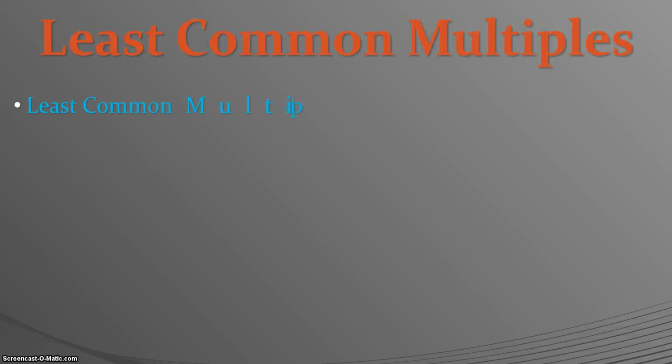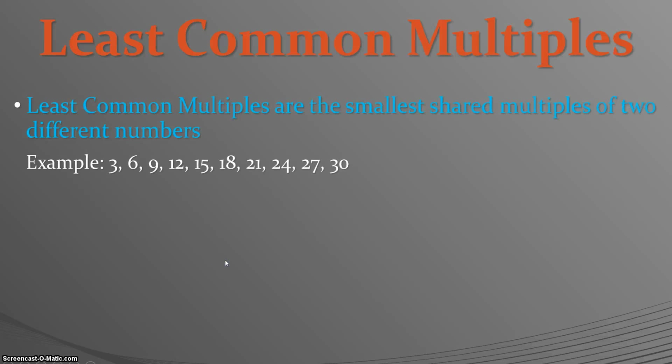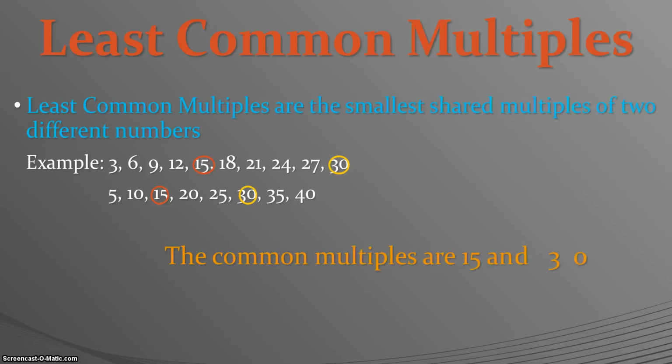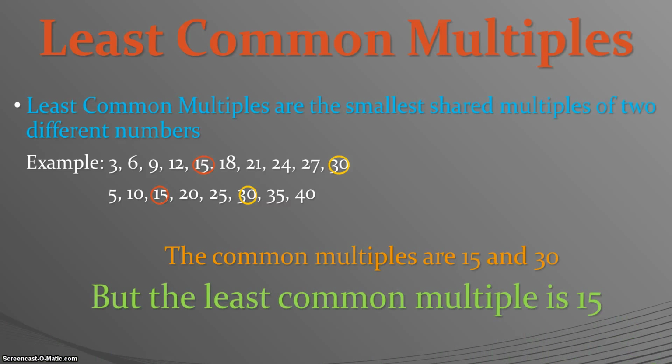Least common multiples are the smallest shared multiples of two different numbers. So again, I have my list of multiples of 3 and my list of multiples of 5. So if I want the least common multiple of 3 and 5, I find my common multiples and then I see which one's the smallest. So the least common multiple here would be 15.